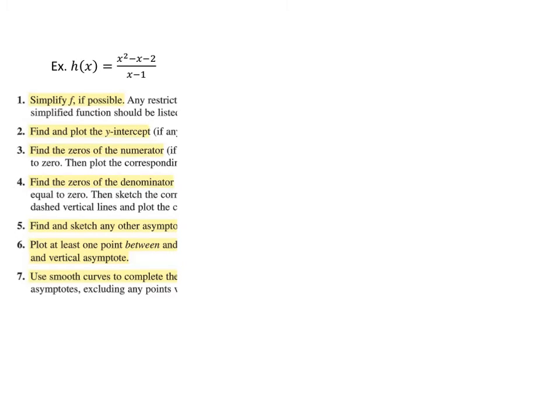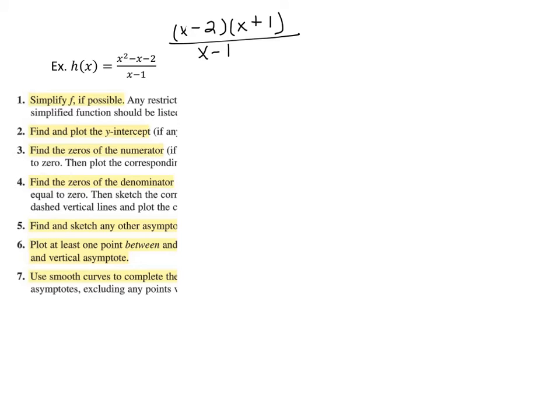Okay, on this problem, start with simplifying. X plus 2, it has to be minus 2. X minus 2, x plus 1 over x minus 1, so nothing falls out, means we have no holes.